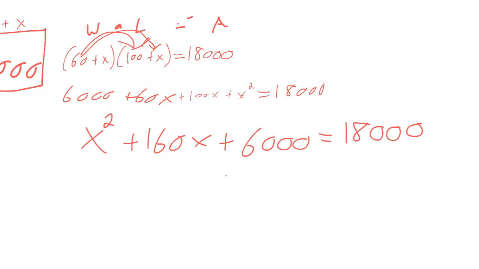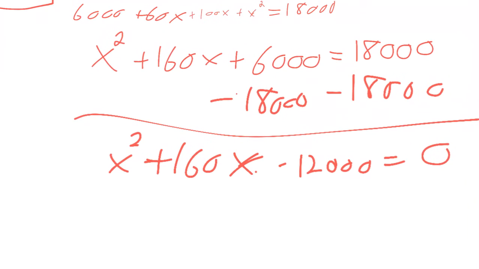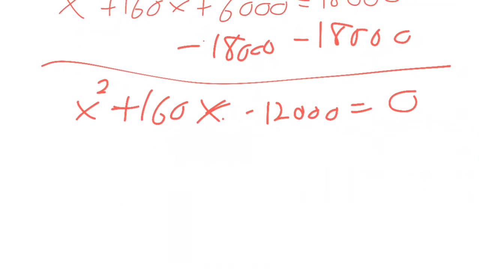It's not set equal to 0, so let's subtract 18,000 from both sides. And so now it's set equal to 0. Let's see if we can factor first, and let's just drop a 0 on both of these. If we could factor this, we need two numbers that multiply to be 1,200 if we drop the last 0 on each number. Multiply to be 1,200, add to be 16.